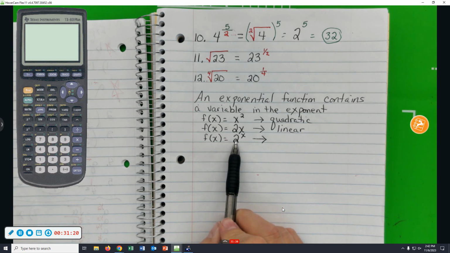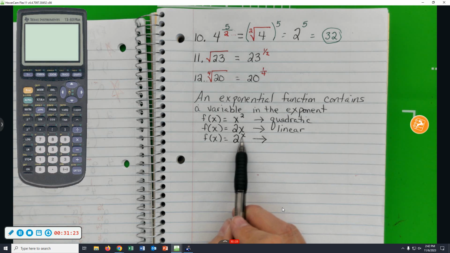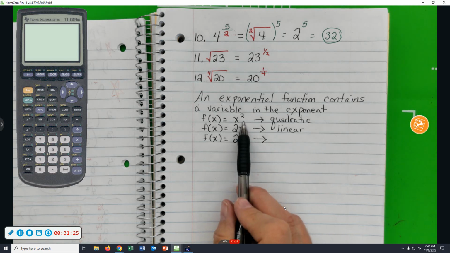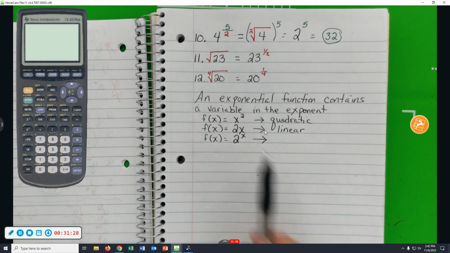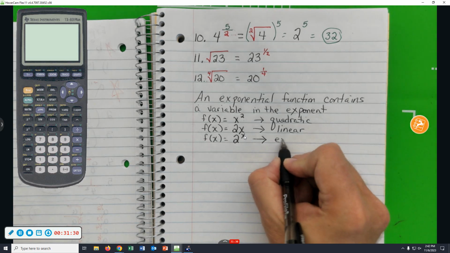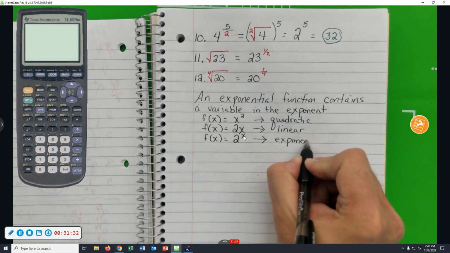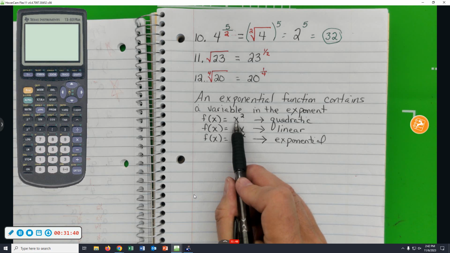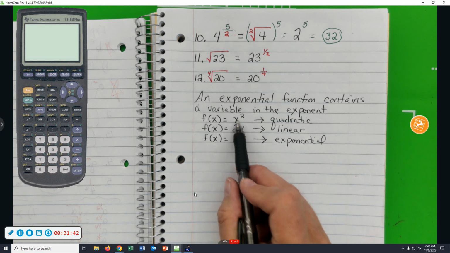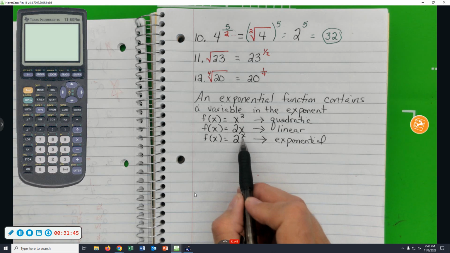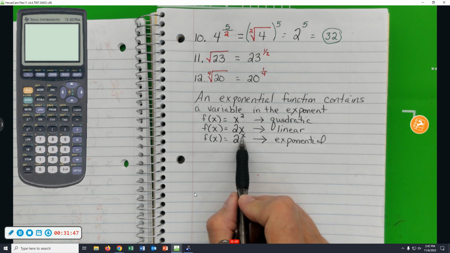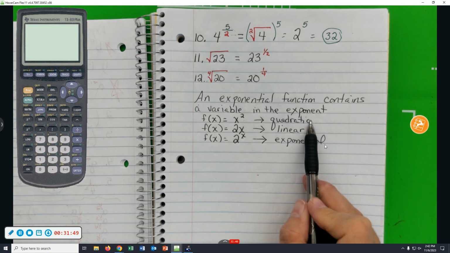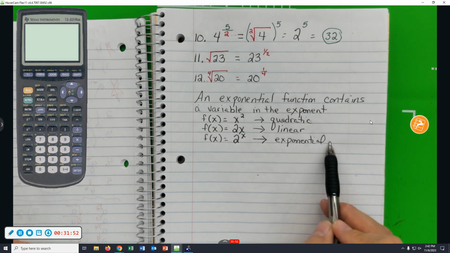This one here, f of x equals 2 to the x. Do y'all see how that differs from x squared or 2 times x? With an exponential function, the variable is in the exponent position, not the base. Every time we've seen an x up to this point, it's been in the base, never in the exponent. That's the difference. So we have quadratic functions, linear functions, and exponential functions are the new kind.